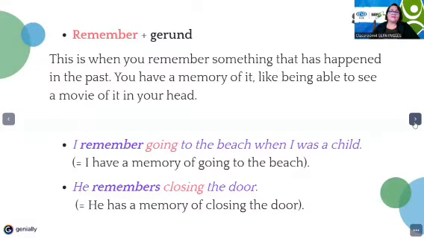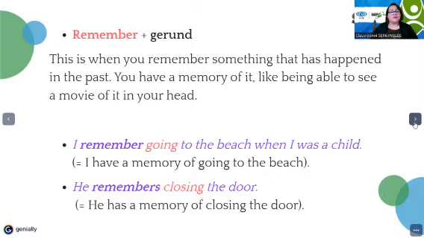Remember plus gerund. This is when you remember something that has happened in the past. You have a memory of it, like being able to see a movie of it in your head. Let's see. I remember going to the beach when I was a child. I have a memory of going to the beach. Second, he remembers closing the door. He has a memory of closing the door. The meaning is not the same, it's different. Observe and pay attention.